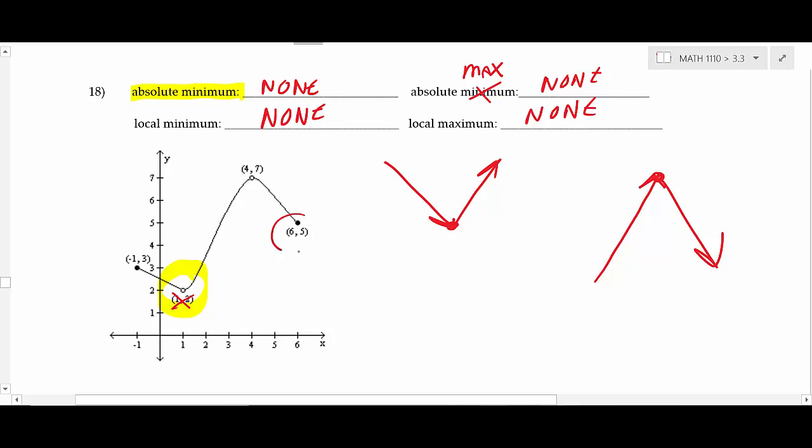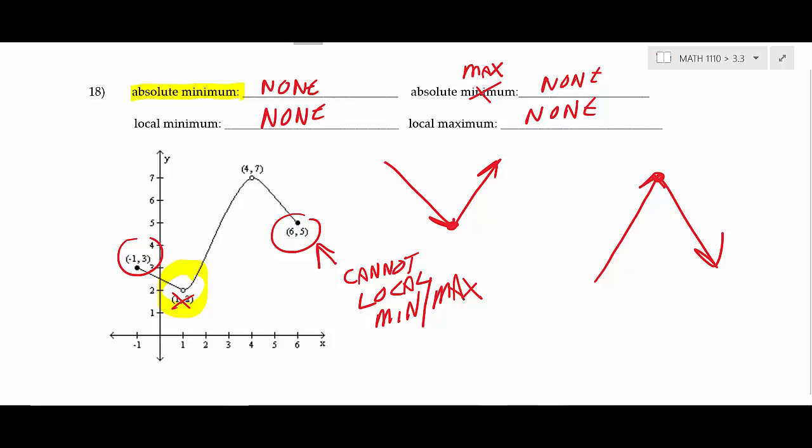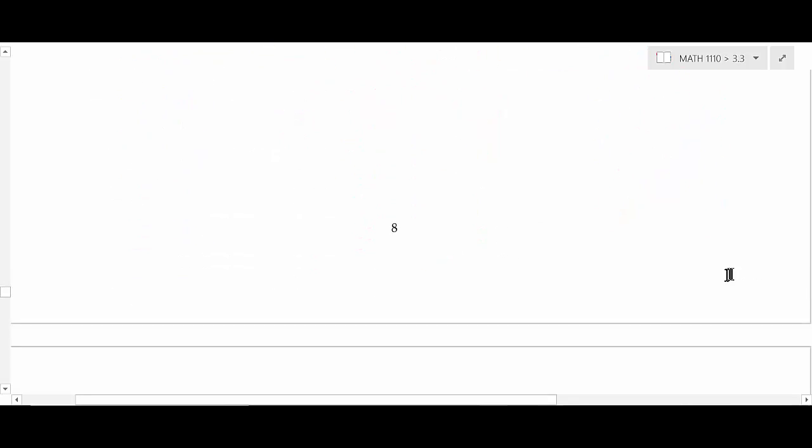Now, this thing right here, remember what we said about endpoints, is endpoints can never be local max or min. Okay, that's important. Those are just kind of little picky details you get in there. Okay, so that's kind of showing you about all the little different nuances of the problem that you encounter. Any questions about that? Okay, all right.